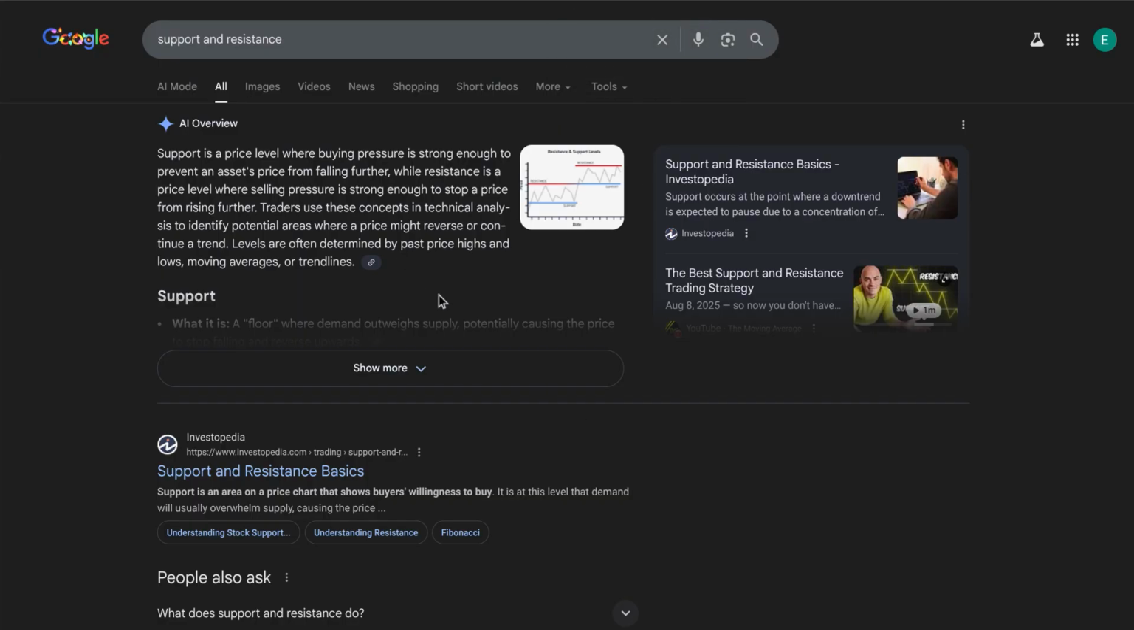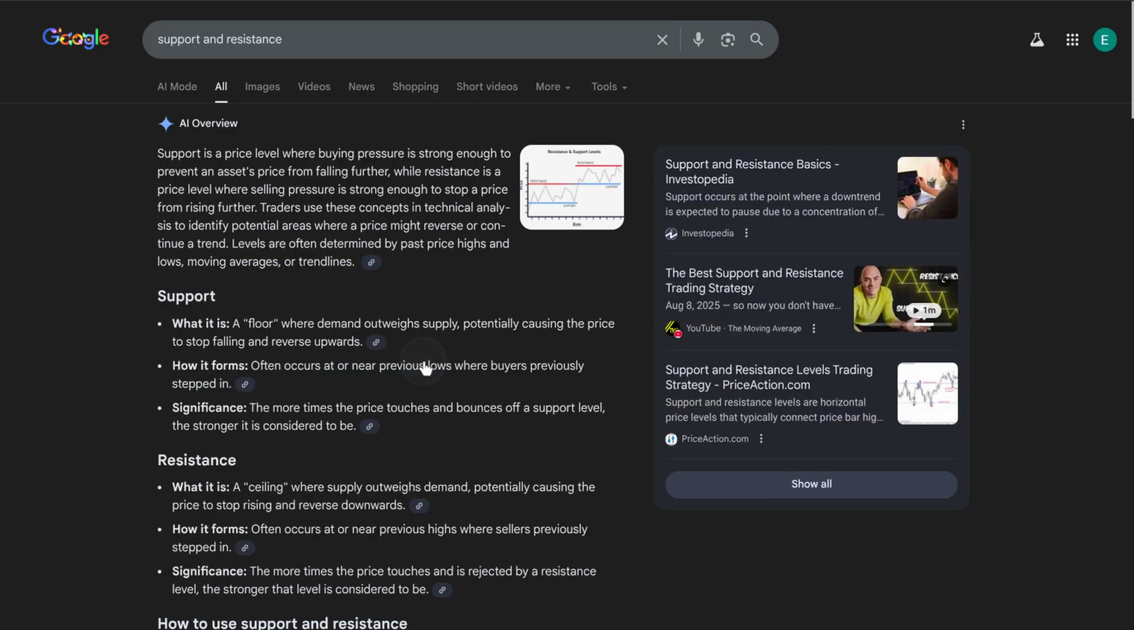Support is defined as a price level where buying pressure is strong enough to prevent an asset's price from falling further, while resistance is a price level where selling pressure is strong enough to stop a price from rising further. This is a form of technical analysis that I like to use, and I think it is great, especially in crypto futures, that shows a great way where price may react off of.